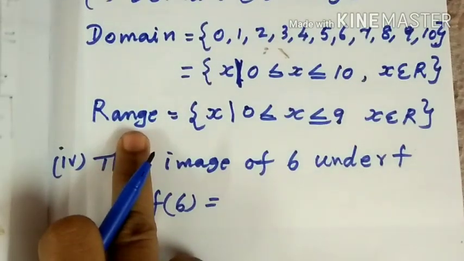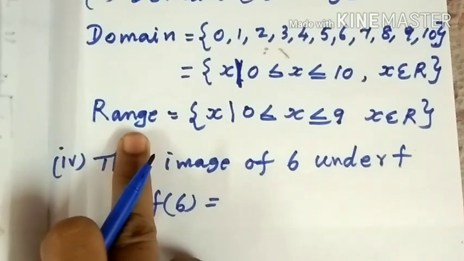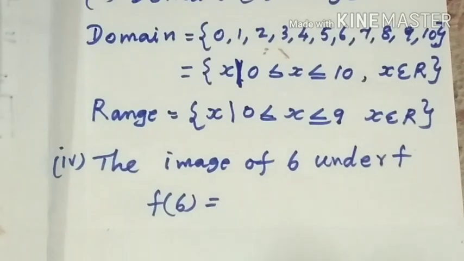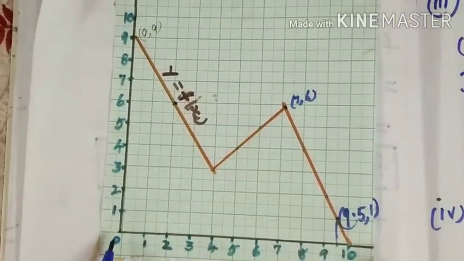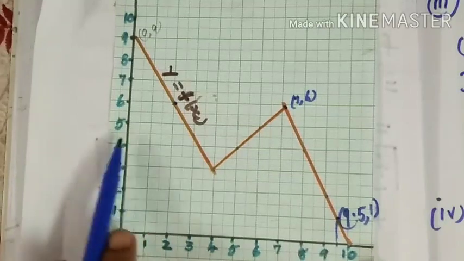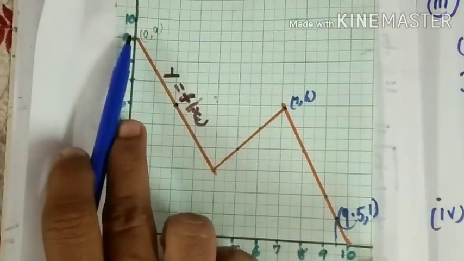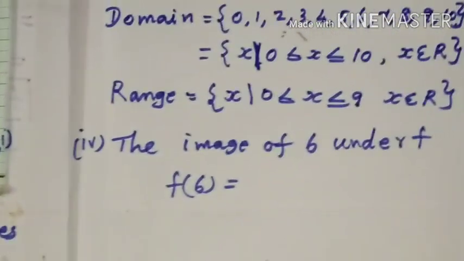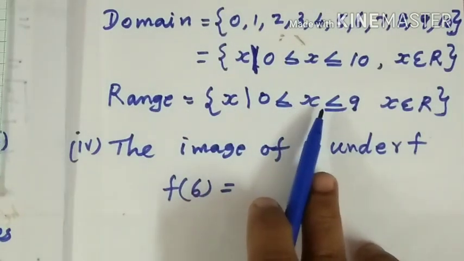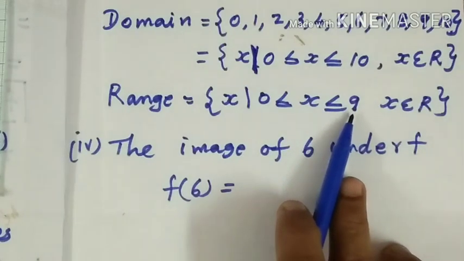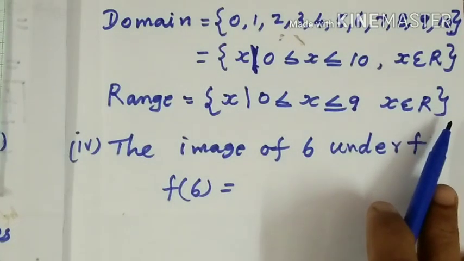Next, range. Range is defined as the second element of the relation's ordered pair, which means the y coordinate elements. See here, all the y coordinate points go up to 9. Therefore, in set builder form, y is such that 0 less than or equal to y less than or equal to 9, y belongs to real numbers.